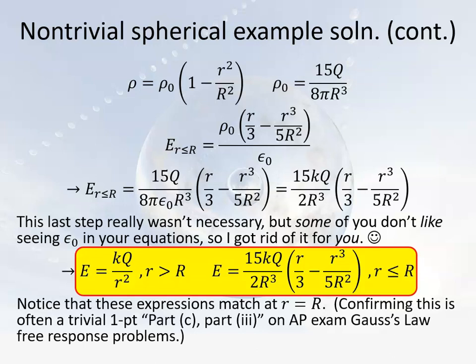And as you can verify, which is something you would need to be able to do generally on the AP exam, this will often be a 1 or 2 point problem. Verify that at the surface the fields match, which they always will if it's a continuous charge distribution. So you would plug in little r equals big R, and you'd find that the expression on the right is equal to the expression on the left. So that is how we use Gauss's law to solve spherically symmetric problems.